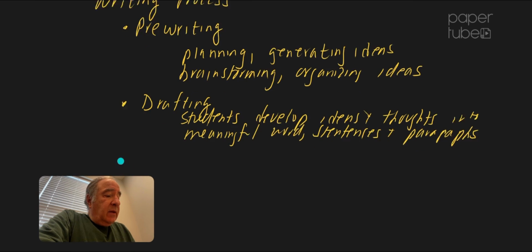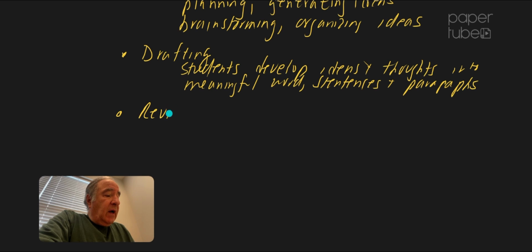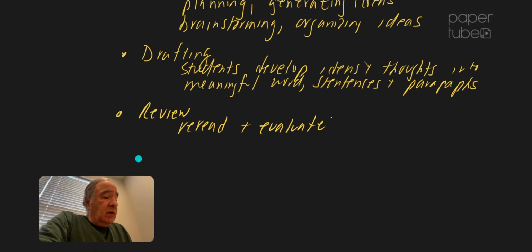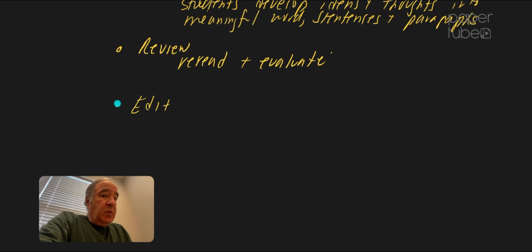And the third phase would be after they've gotten their ideas down, they've written it, is to review, which might be to reread what they wrote and also evaluate to see if they want to make any changes. After they do that, this throws them into the edit and revise mode. And this is certainly an area where students will have difficulty in evaluating their work, as well as in improving their grammar, the sentence structure, and paragraph development.